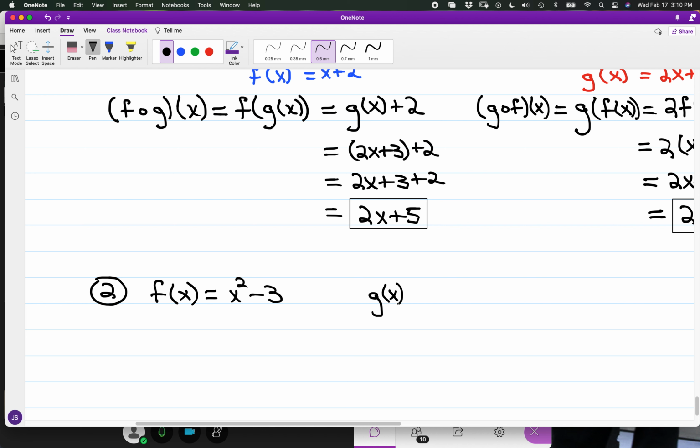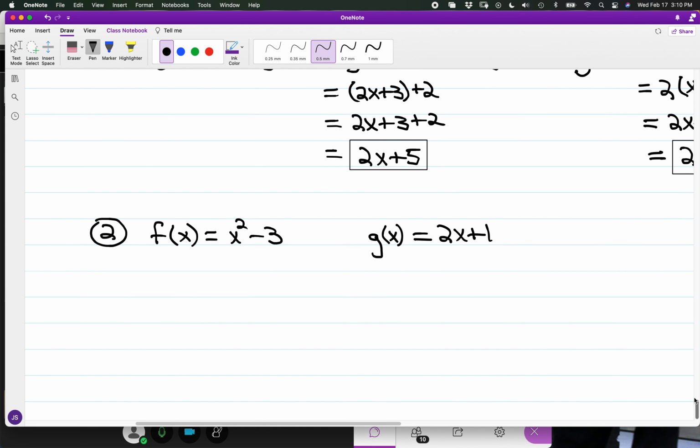And that g of x is going to be equal to 2x plus 1. And for the composition, where we have f composed with g of x, so you have f of g of x.